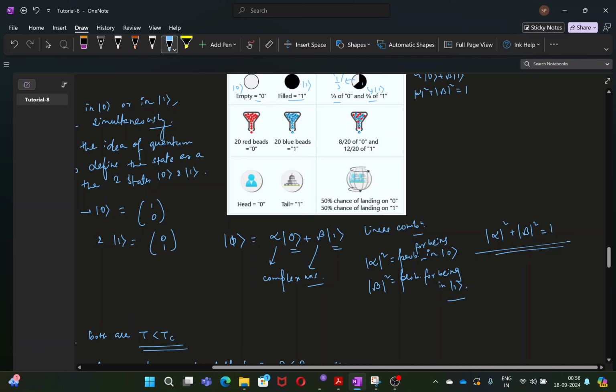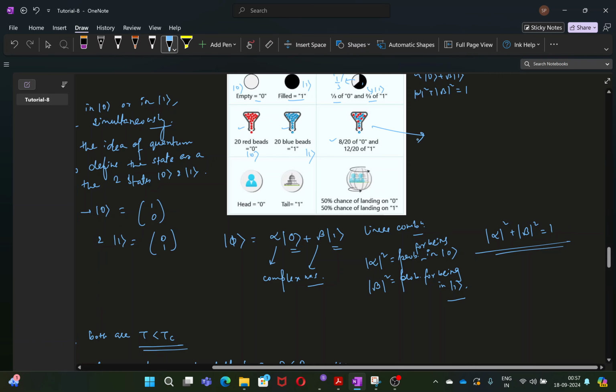Similarly, in this example, you can see that there are two separate beakers. One has 20 red balls and the other has 20 blue balls. Because red and blue are separate, they can be identified as two separate states: one is the 0 state and the other is the 1 state. But if the beaker has both red and blue balls, then depending on how many balls are of what color, say 8 out of 20 balls are red, that means 8 out of 20 balls are in the 0 state, and 12 out of 20, the remaining balls, are in the 1 state.